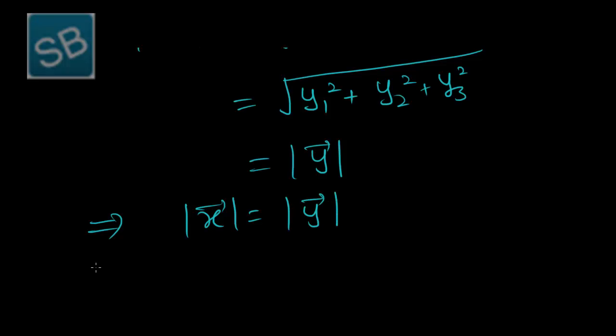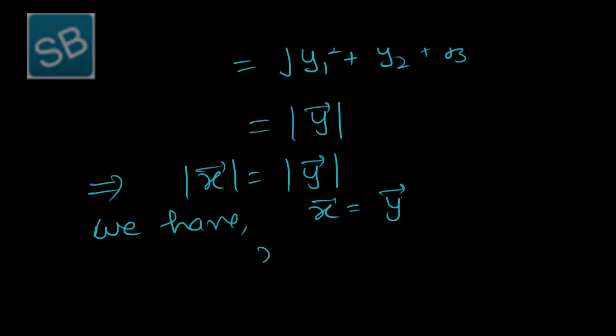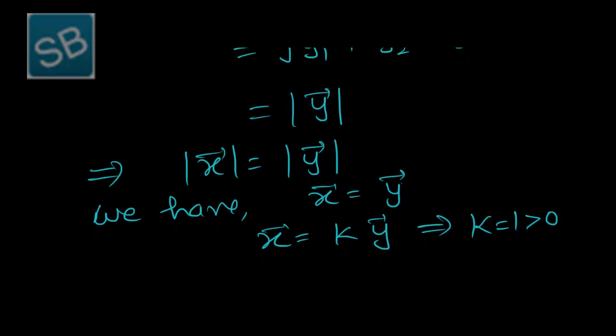So if vector x is equal to vector y, then the magnitude of vector x is equal to the magnitude of vector y. Also, as vector x is equal to vector y, if we compare it with vector x equal to k times vector y, it gives k equal to 1, which is greater than 0. That is, vector x and vector y have the same direction.